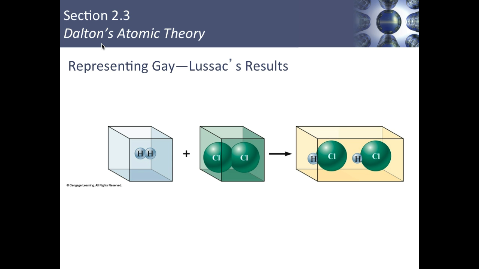Same ideas, we're looking at hydrochloric acid formation. If I have my 1 molecule of hydrogen, 1 molecule of chlorine, when they come together, those two are going to form 2 volumes of hydrochloric acid, or hydrogen chloride if it's not aqueous.